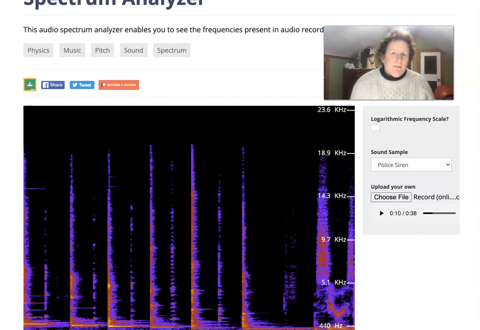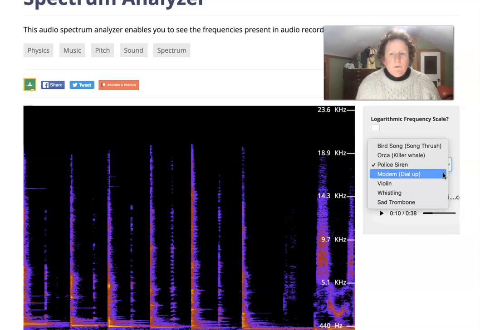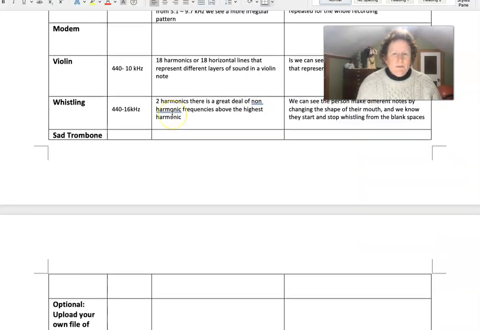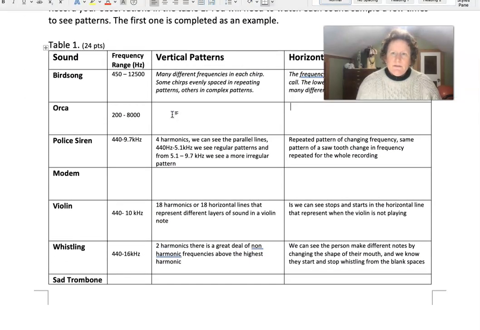So that's 7.4. Fill the rest of it out. Go through the rest of the sounds, including the dial-up modem, the sad trombone, and if you want, you can upload your own files and investigate them. So use your best powers of observation, look at what's happening in the frequency analyzer, and write it down on your lab sheet. Hand in your lab sheet to assignment 7.4.